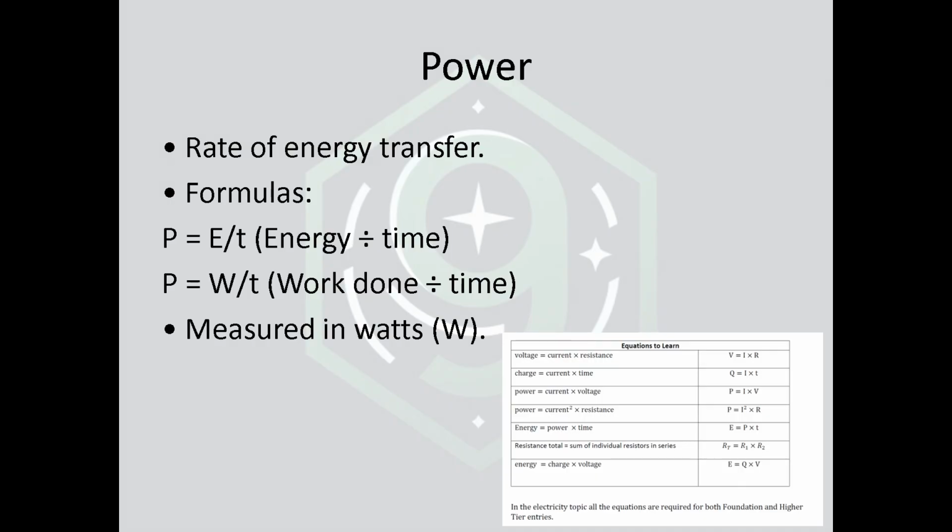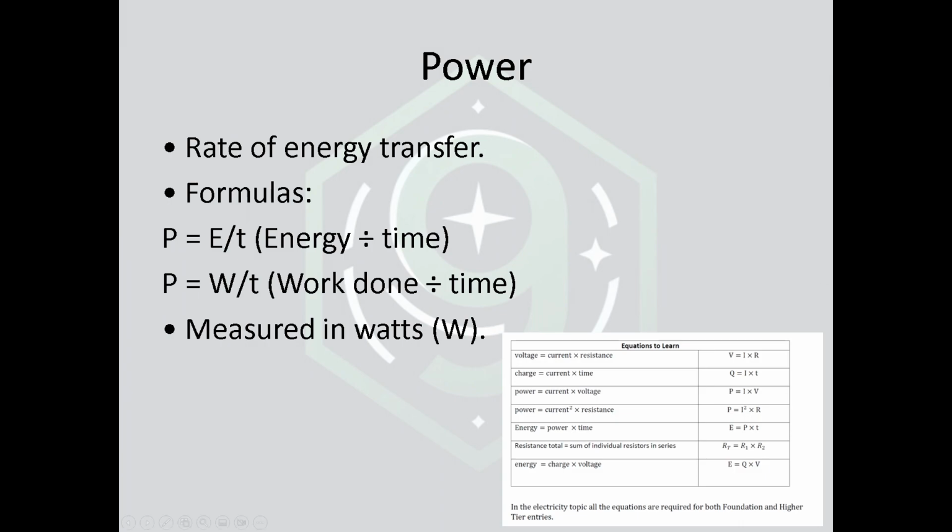And then we have power. Power is essentially the rate of energy transfer. It has a few formulas: power equals energy divided by time, or work done divided by time, and it is measured in watts. Once again, do not get caught up by units. So for example, if it had kilowatts, once again you times by 1,000.